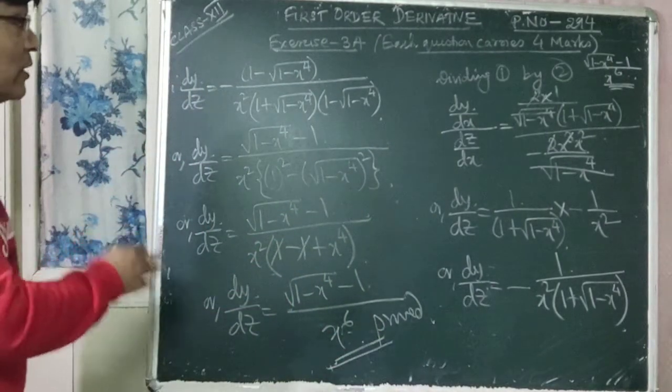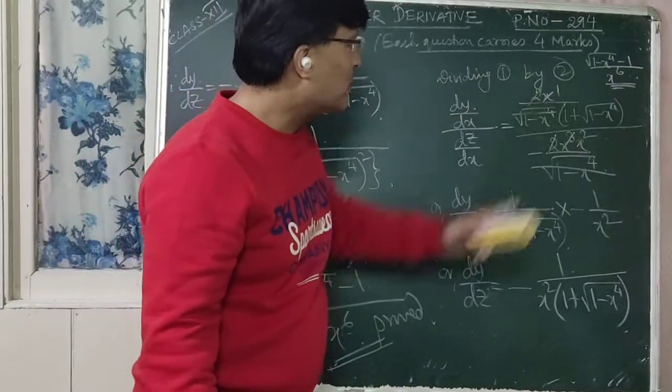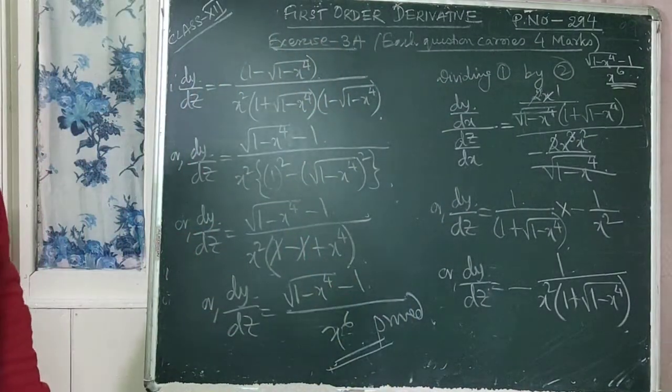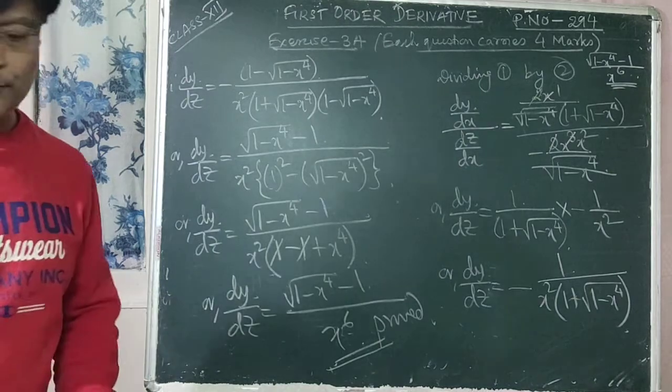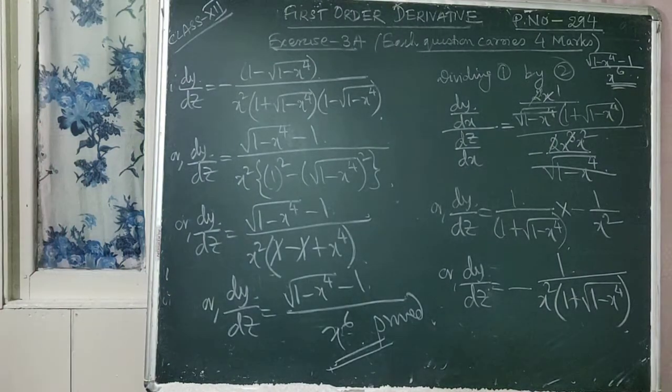Okay. So we got the result, that is root over 1 minus x to the power 4 minus 1 divided by x to the power 6. Okay, so you can copy it. Let's do the next question now.